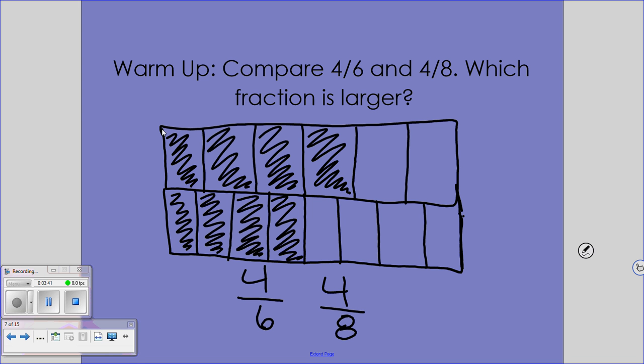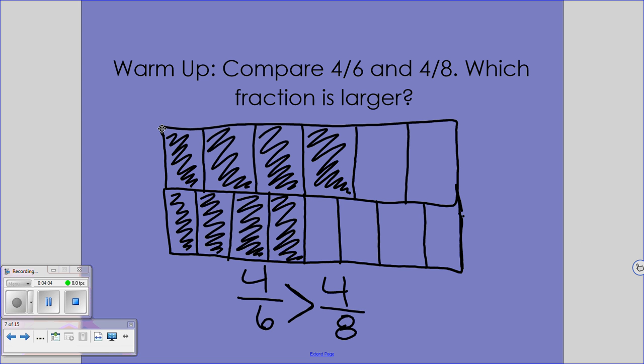Think about it like a mouse. Aiden? Which fraction is greater? Tell me that. 4/6. So my mouth is going to be facing 4/6 because it's going to be larger. So I would read this as 4/6 is greater than 4/8. Any questions? Are we good?